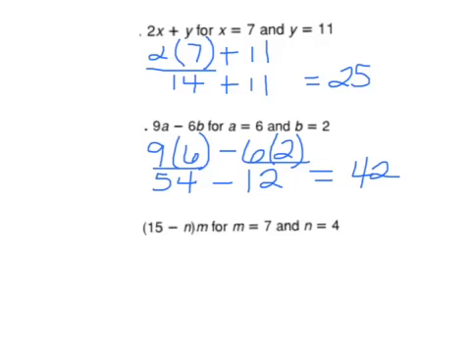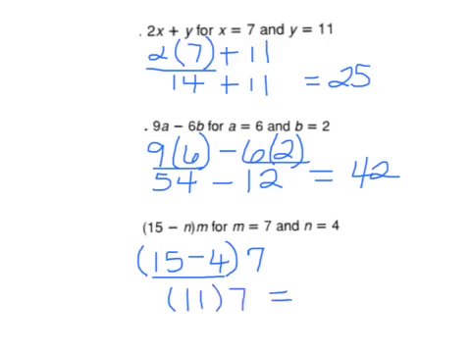Let's try this one. We have 15 minus n in parentheses. We're not going to change anything up. 15 minus n, where n is 4, times m, which is 7. Let's use order of operations. That means we have to do parentheses first. So that would be 15 minus 4 is 11. And 11 times 7 is 77. And we are done.